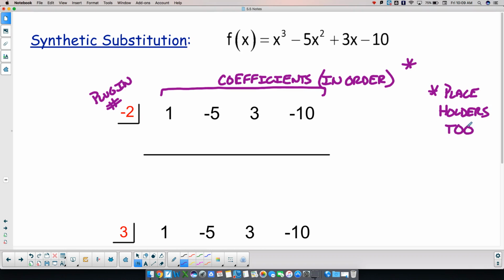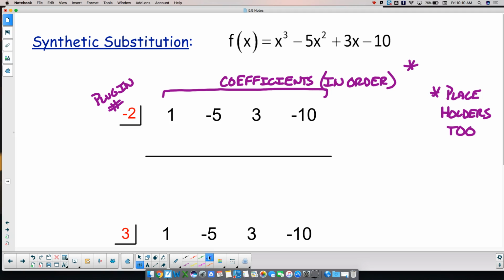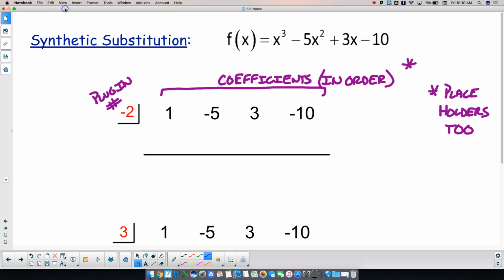Remember yesterday we were talking about placeholders? If we didn't have an x squared term, let's say, we had to fill that in with 0x squared. We would also have placeholders in there too. We have zeros if a term didn't show up. Then, to simply do the substitution the synthetic way, I take this number and I drop it like it's hot.